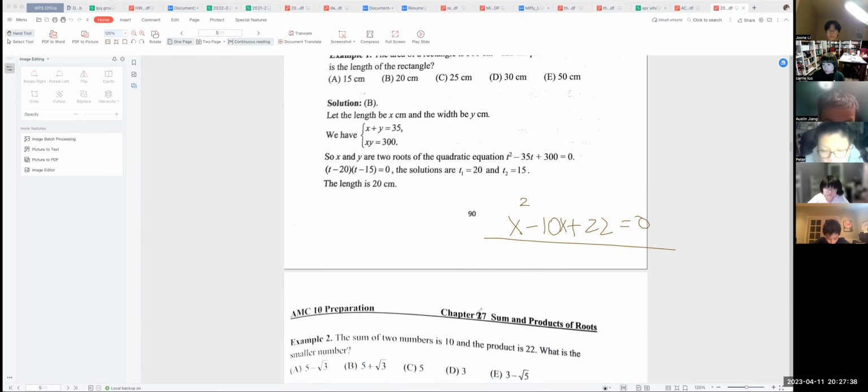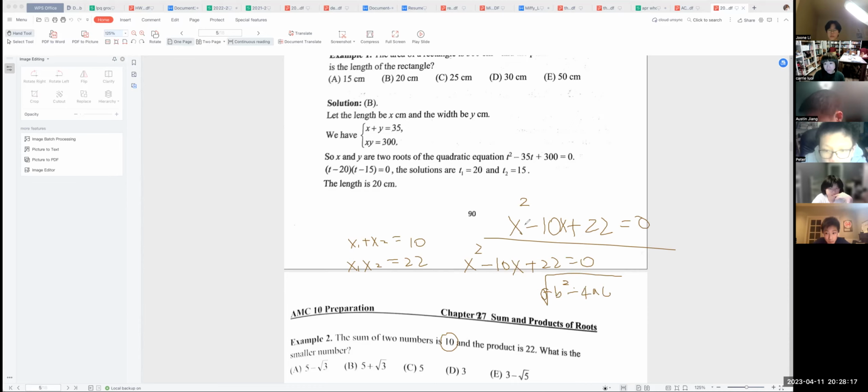Okay, when you see the sum of two numbers is 10, that means x1 plus x2 equals 10, and x1 times x2 equals 22. So that represents x squared minus 10x plus 22 equals 0. When you look at the answer choices, you immediately understand that it's impossible to factor them, so you have to use what? Negative b plus or minus the square root of b squared minus 4ac. Nobody can tell me the formula?